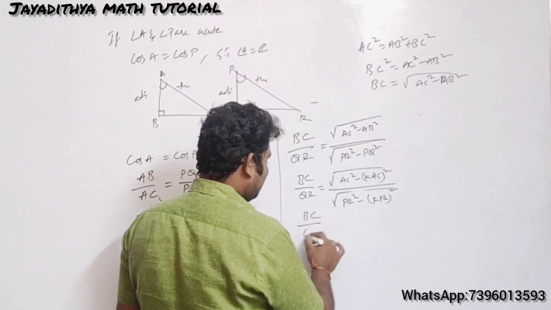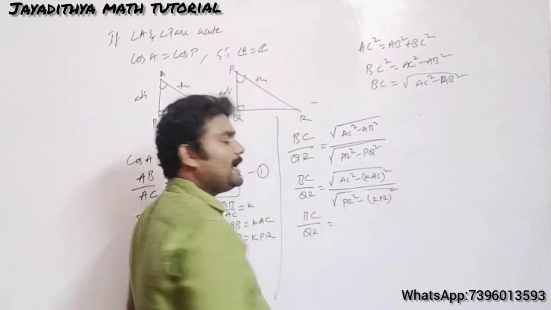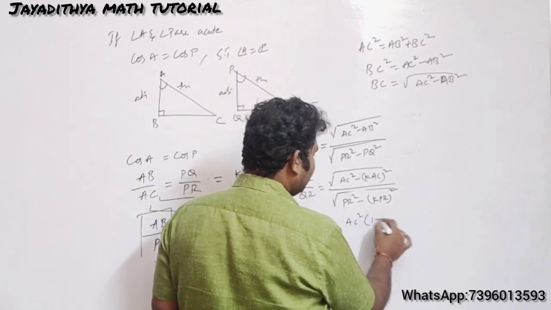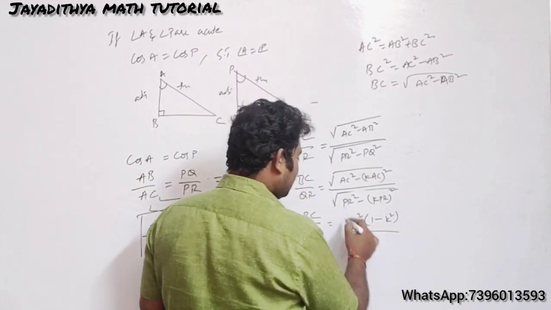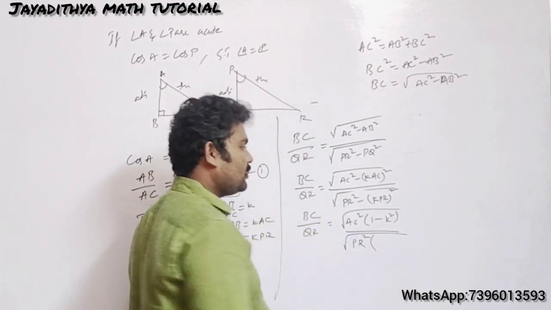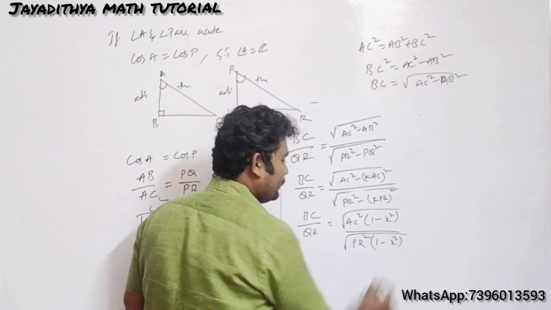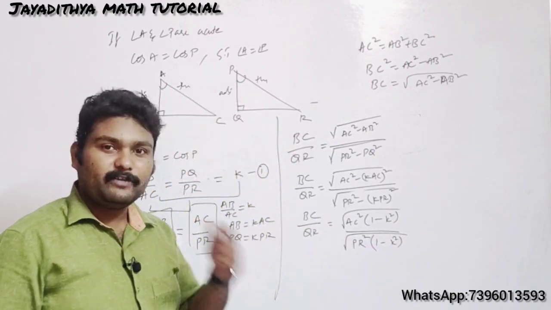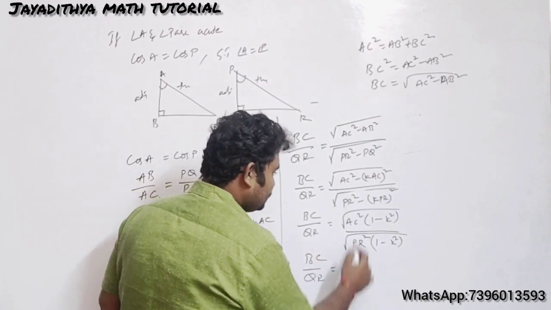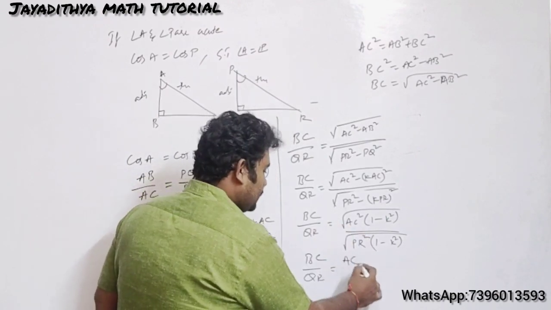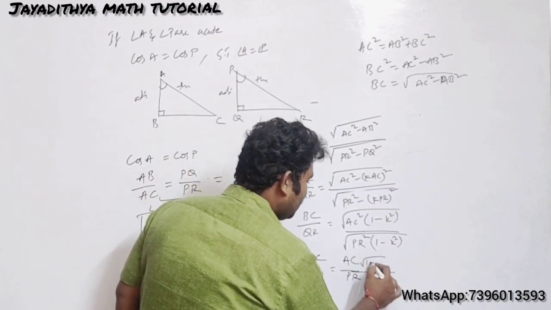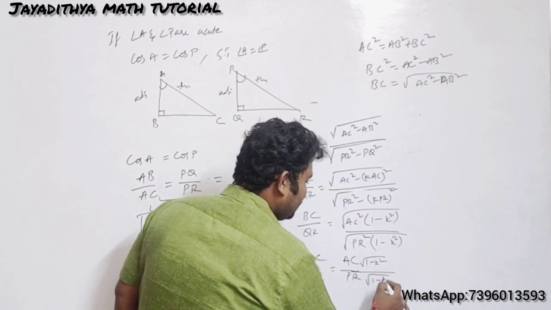So this is like BC by QR is equal to, if you take AC square common, you will remain with 1 minus K square under root, and here also, if you take PR square common, you will be left with 1 minus K square. So what happens here, BC by QR is equal to, take AC outside, so that will be AC, and bring PR outside, so that will be PR, and you will be left with root over 1 minus K square under root over 1 minus K square under root.